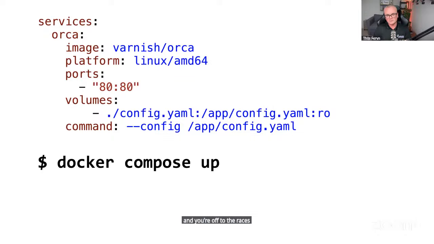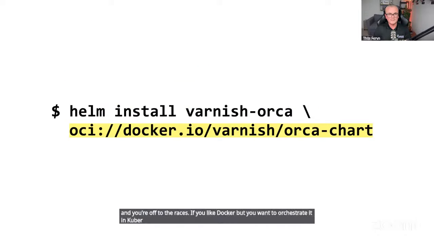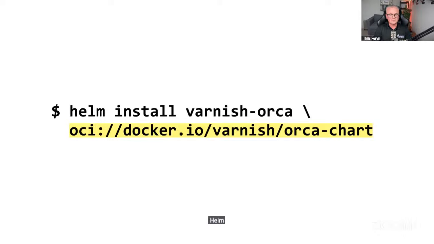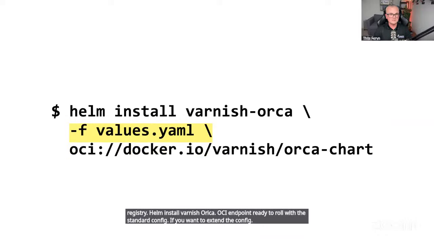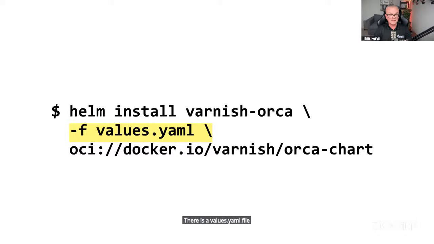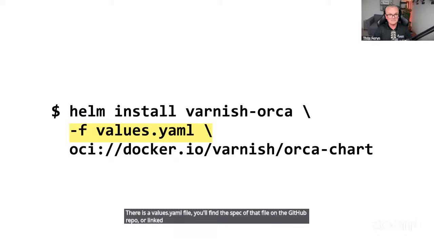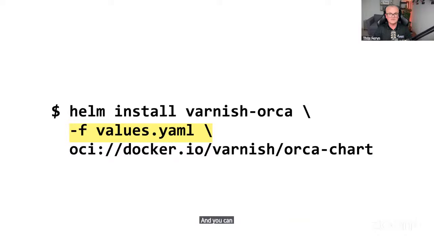If you like Docker, but you want to orchestrate it in Kubernetes, worry not, we've got you covered. We also created a Helm chart that you can pull in over OCI from that same Docker Hub registry. Helm install Varnish Orca, OCI endpoint, ready to roll with the standard config. If you want to extend the config, there is a values.yaml file. You'll find the spec of that file on the GitHub repo or linked in the mini website, and you can mount it in and start configuring things.